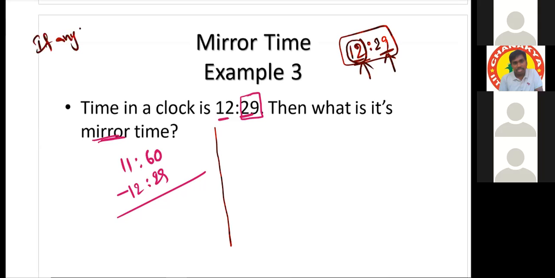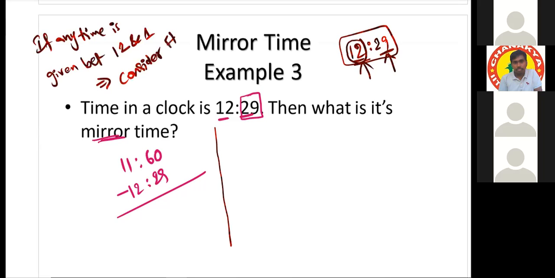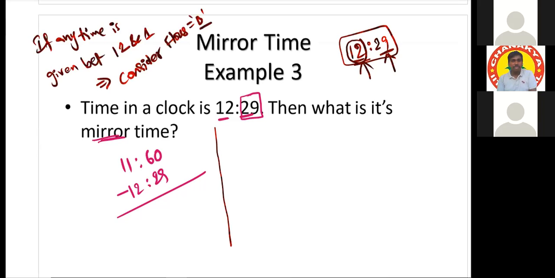If any time is given between 12 and 1, in that case, consider hours as 0. Okay. If any time is given between 12 and 1, consider hours as 0. So actually the given time is 12:29, but we'll consider it as 0:29. Okay. So 11:60 minus 0:29.